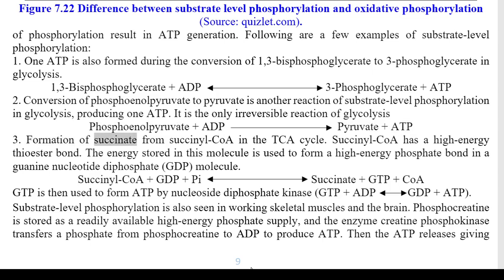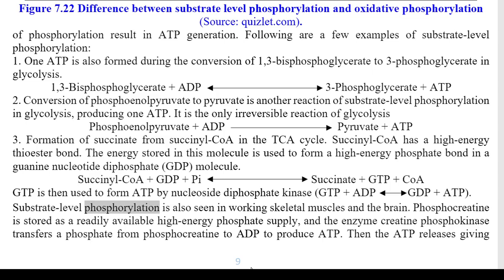3. Formation of succinate from succinyl CoA in the TCA cycle. Succinyl CoA has a high-energy thioester bond. The energy stored in this molecule is used to form a high-energy phosphate bond in a guanine nucleotide diphosphate, GDP, molecule. Succinyl CoA plus GDP plus Pi gives succinate plus GTP plus CoA. GTP is then used to form ATP by nucleoside diphosphate kinase, GTP plus ADP gives GDP plus ATP.